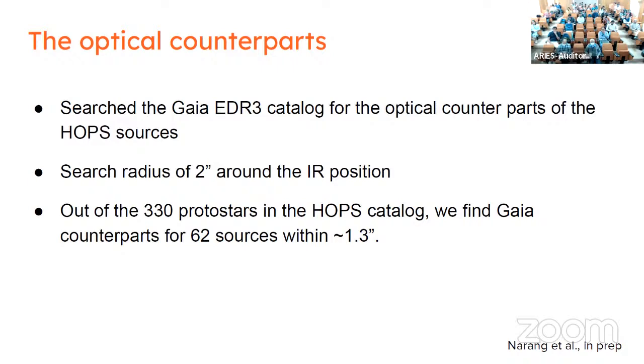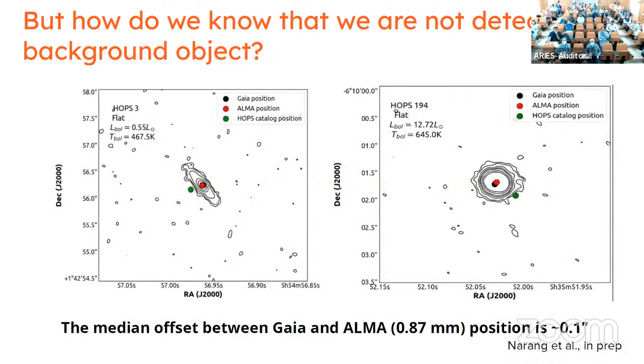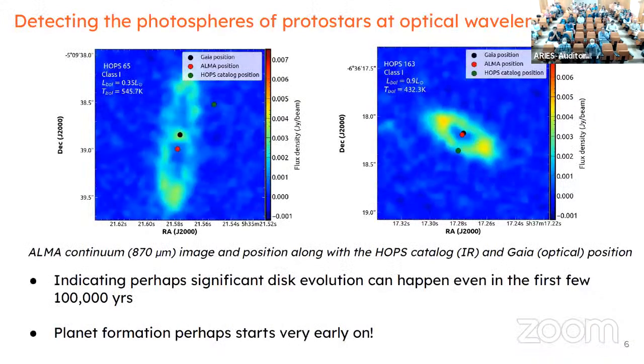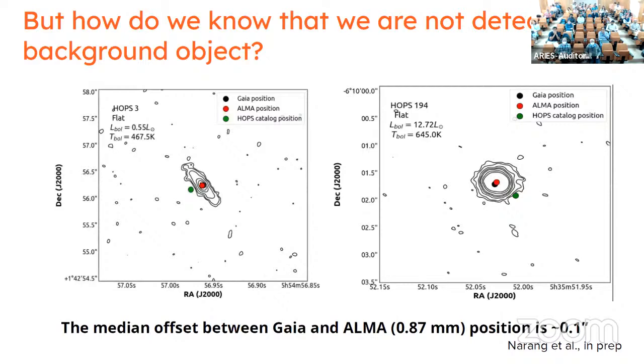The first question that might come to your mind, and that also came to our mind, was whether what we were seeing were actually protostars at optical wavelengths, or were there some background or foreground targets? To check this hypothesis, we obtained the ALMA 870 micron images from the Van Dam survey. We found that the median offset between the ALMA position, obtained by fitting the ALMA observation with a 2D Gaussian, and the Gaia position from the EDR3 catalog is within 0.1 arcsecond, indicating that indeed what we were detecting were protostars at optical wavelengths.